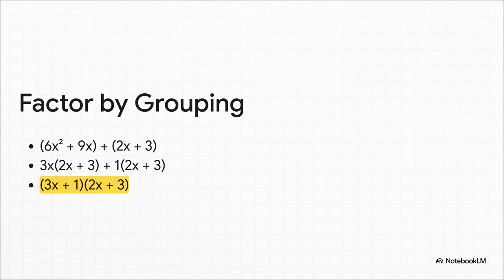So we pair them up. In that first pair, what's the biggest thing we can pull out? A 3x. And in the second pair, well, just a 1. And would you look at that? You see it? That same binomial, 2x plus 3, is now in both parts. That's the signal that it worked. So we pull that whole thing out to the front, and what's left over? The 3x plus 1. And there's our final answer. Solved systematically. Absolutely no guessing required.